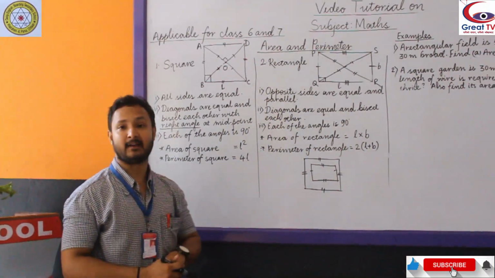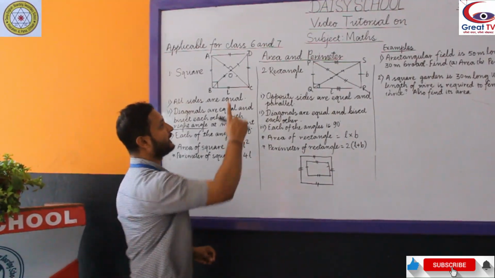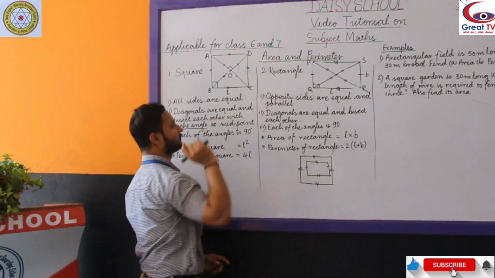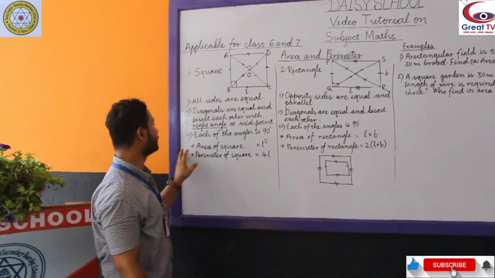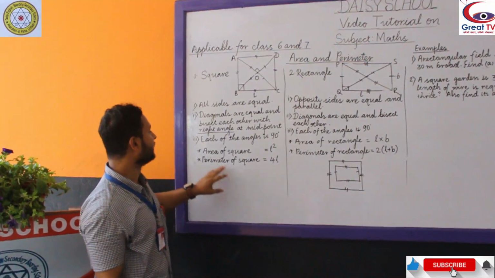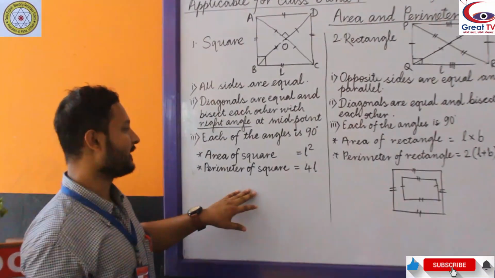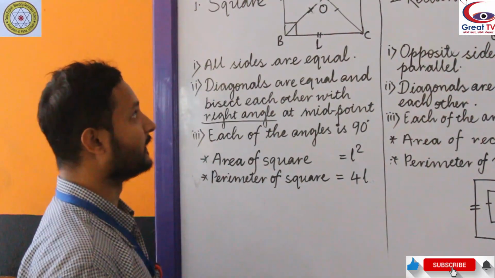So, I already told you we will learn something about area and perimeter of square and rectangle. So, let's move on to find the area and perimeter. First of all, we are going to find the area of a square and perimeter of a square. Look here.